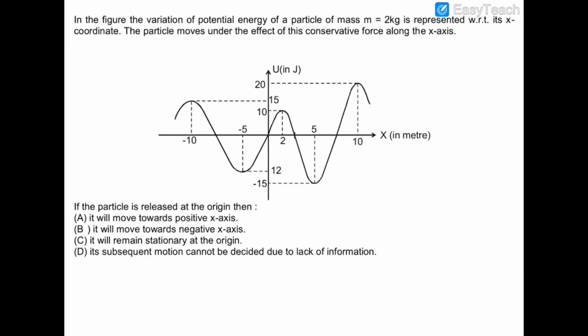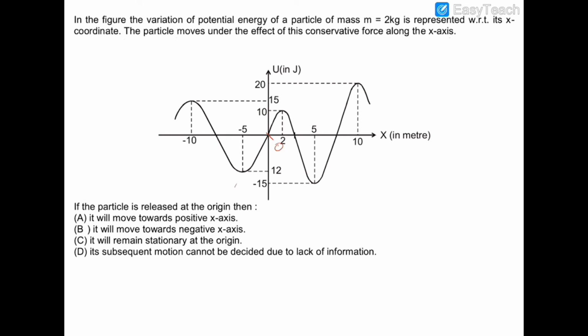In this question, there is a potential energy curve which is plotted against the x-axis coordinates, and it is plotted for a mass of 2 kg which is moving on the x-axis, and this mass is moving under the only conservative force which is associated with this potential energy function. Now we have to check that when this particle is released from origin, so this point is origin, then where it would start to move.